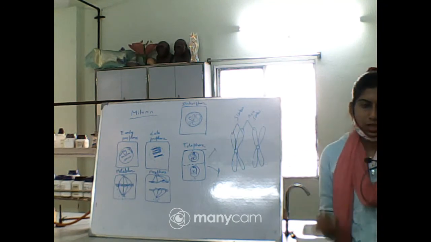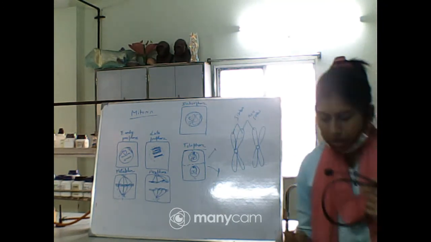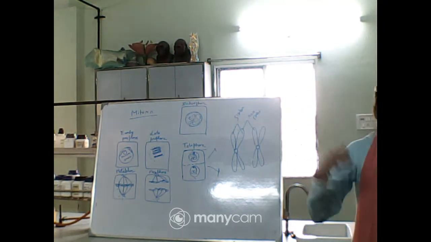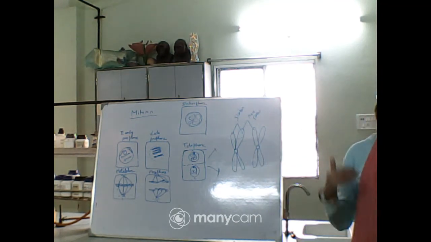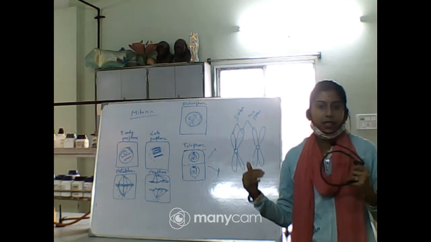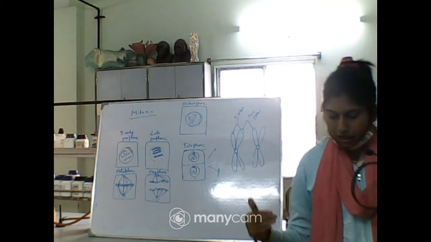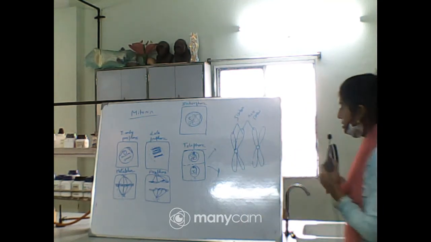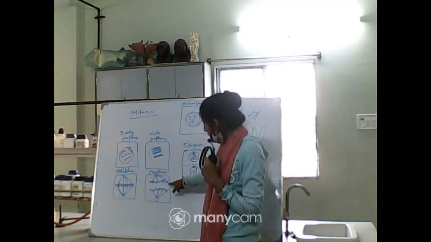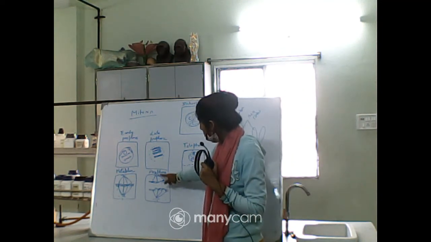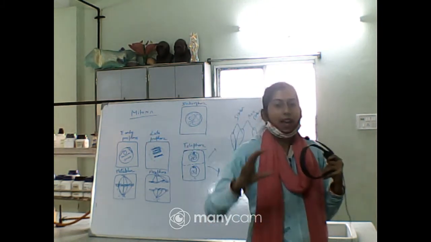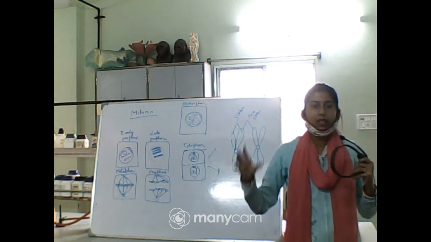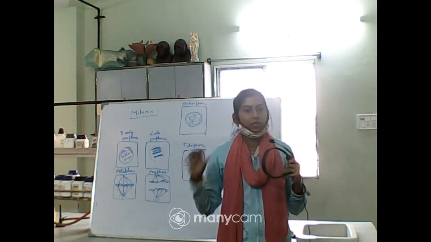So the two sister chromatids of each chromosome separate from the centromere and move towards the opposite poles, and the daughter chromosomes will appear with different shapes like V shape, J shape, L shape, I shape, depending on the position of the centromere. That means when they are separating towards the two different poles, according to the position of the centromere, we will get different types of shapes of the different chromosomes.